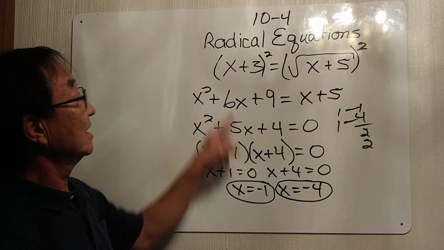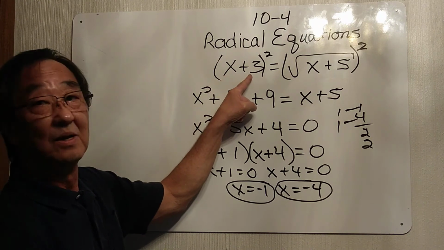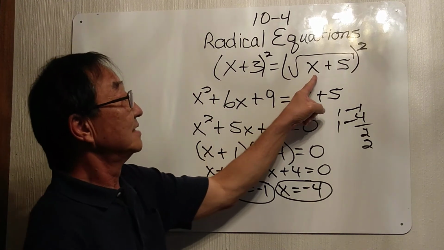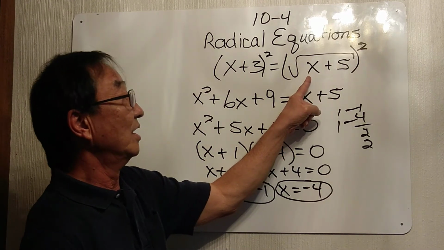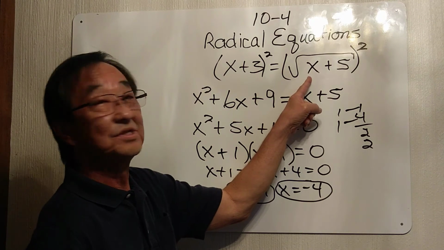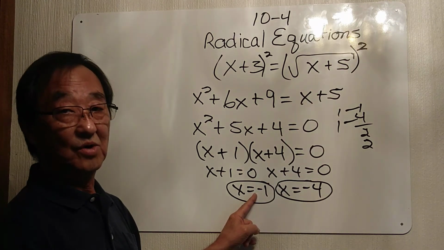If I stick negative 1 in for x here, this number in here becomes 2, right? So 2 squared is 4. And on this side, if I stick in negative 1, I get 4 in here, and the square root of 4 is 2, and 2 squared is 4. So this one works. Right?